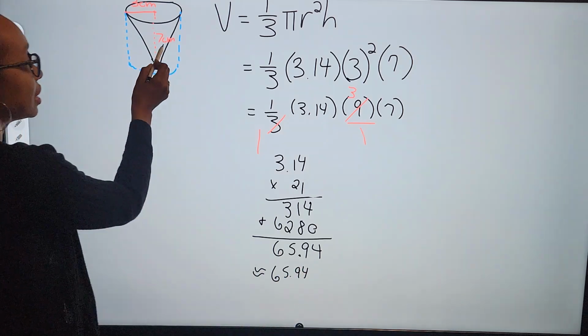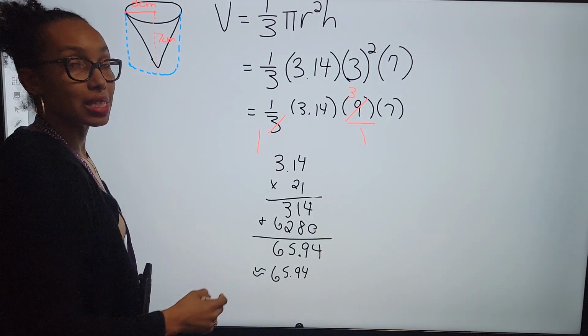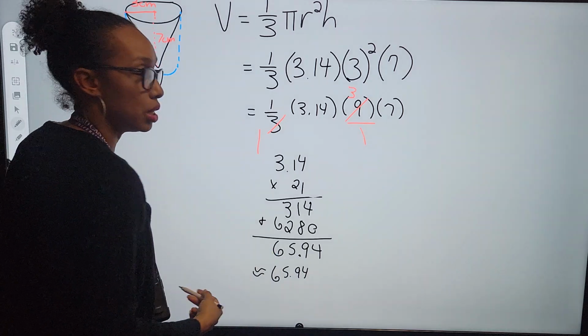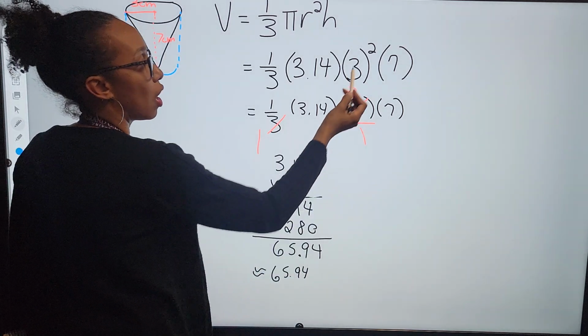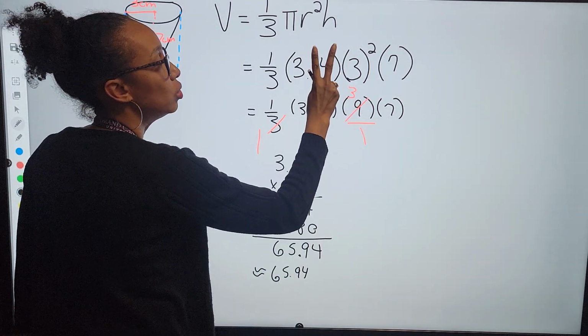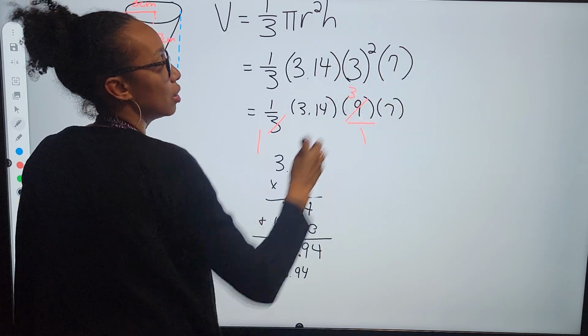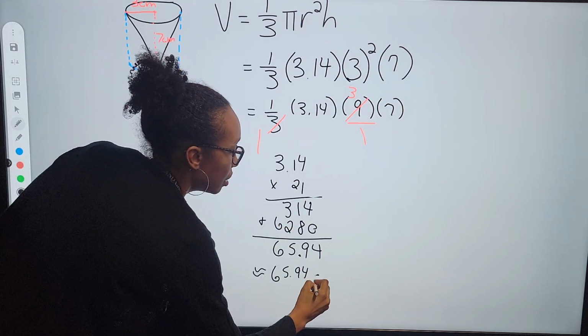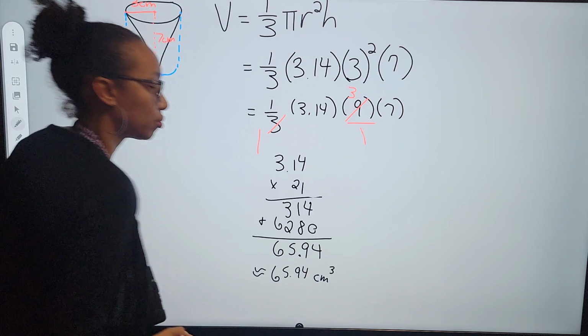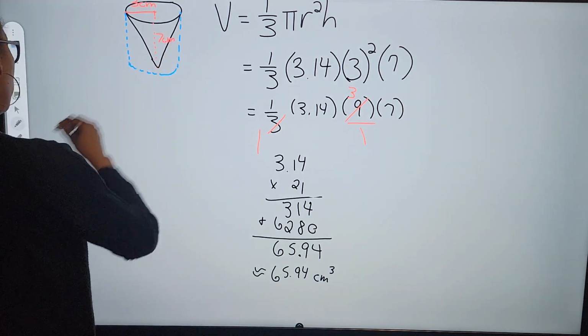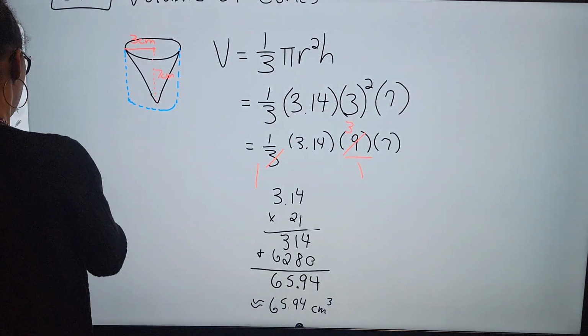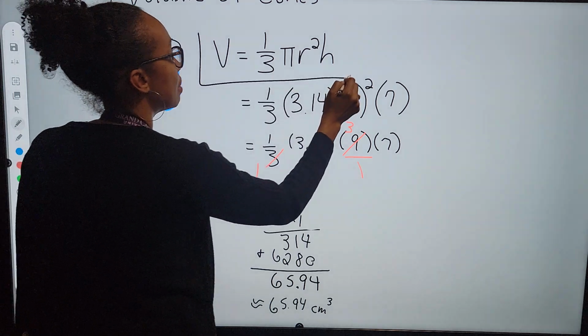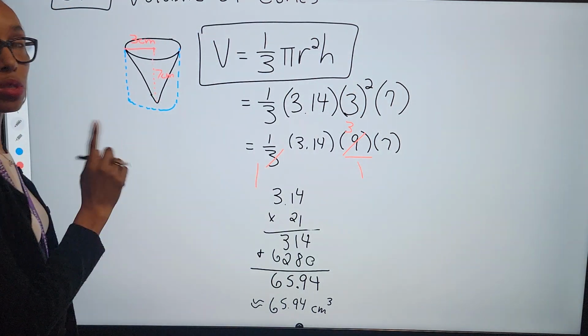65.94, and it was centimeters. And because this is volume, it's going to be cubed. That's because we already squared it here, that's 2, plus another centimeter gives us 3. So it's centimeters cubed. All right, so this is the main formula that you're going to want to commit to memory. You'll be using this one in class.